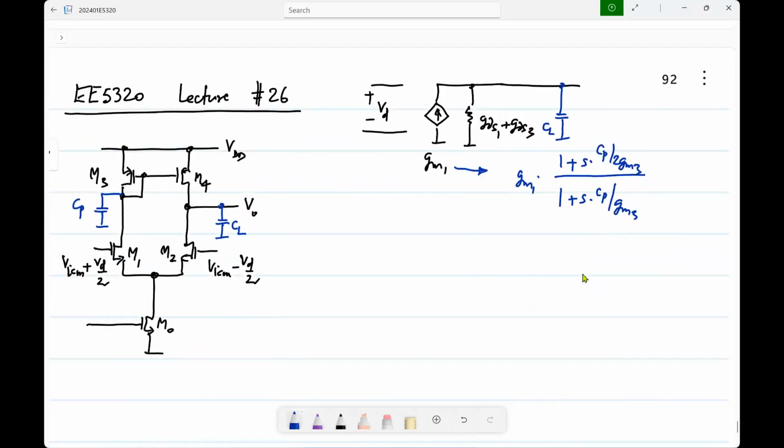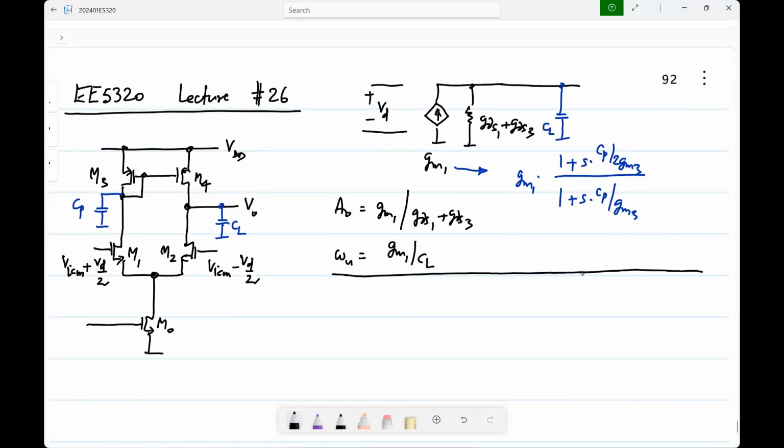So from this, you can see that the DC gain is as shown, and the unity gain frequency of the op-amp by itself is GM1 by CL, and you expect that these parasitic poles and zeros would be outside the unity gain frequency, or unity loop gain frequency. And as far as the large signal parameters are concerned, we have the swing limits on the input. I denote the total tail current as 2I0.